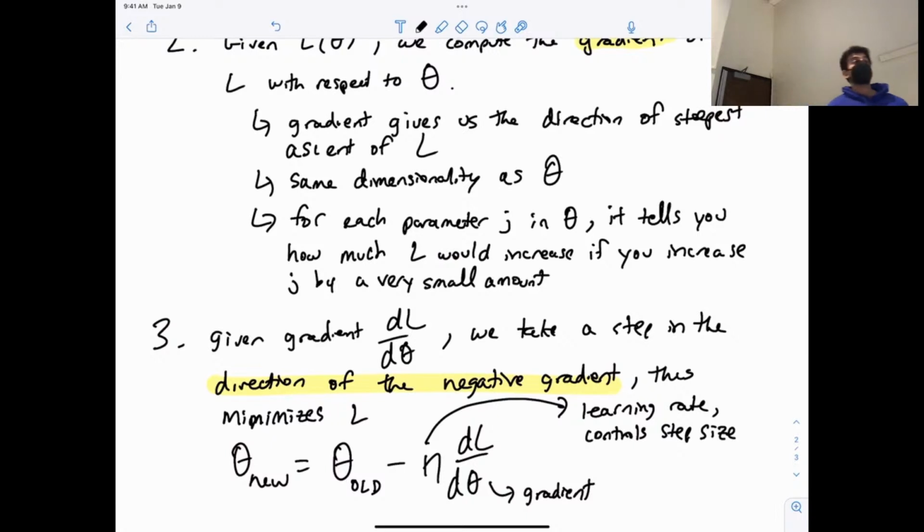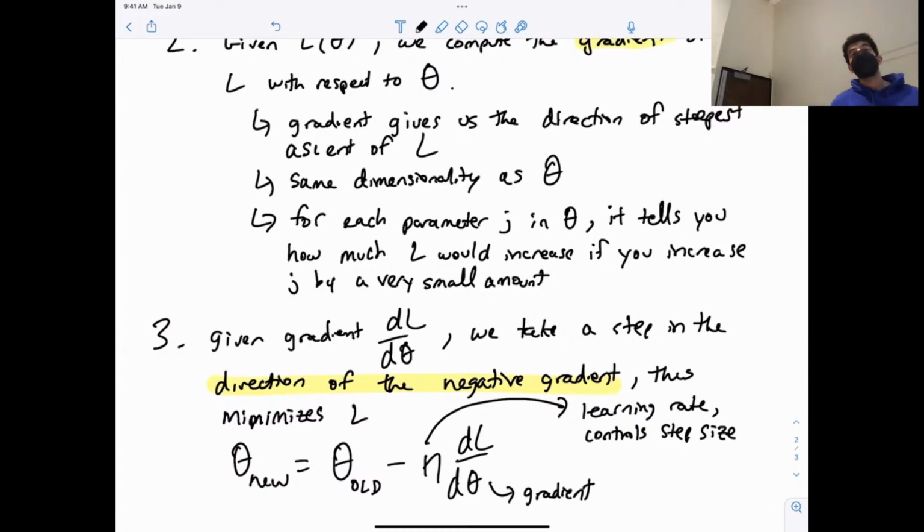So you don't want to make a huge step in the direction of this gradient, but you also don't want to make a very small step because you want your convergence to be reasonably fast. So it's a hyperparameter. Again, we talked about hyperparameters in the last class. It's something that you probably try a bunch of values and see which one converges the quickest or which one reaches the lowest loss, and so on.